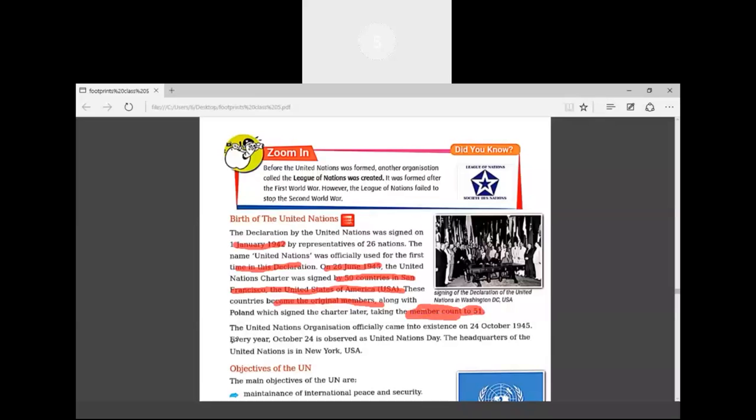The United Nations Organization officially came into existence on 24th October 1945. Every year, October 24 is observed as United Nations Day. The headquarters of the United Nations is in New York, USA. Headquarters of United Nations is where? At New York, in the United States of America. It came into existence on 24th October 1945, and that is why 24th October is celebrated every year as United Nations Day.